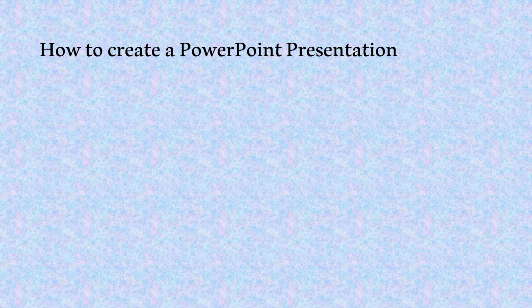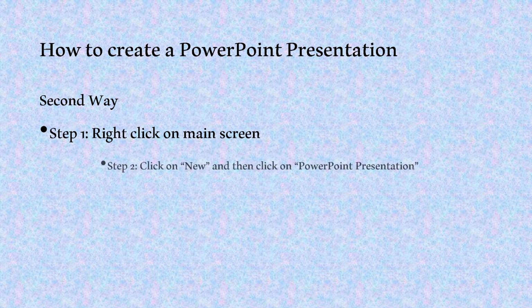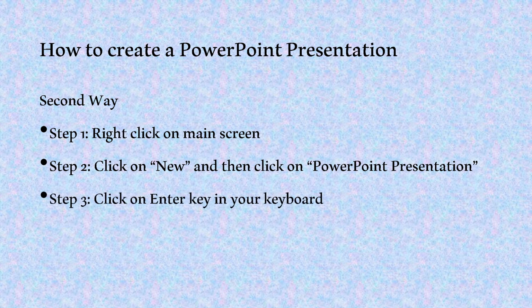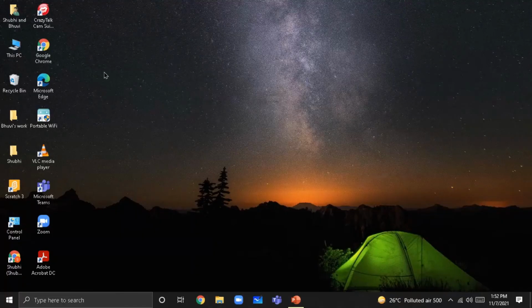How to create a PowerPoint presentation. Second way. Step 1. Right-click on the main screen. Step 2. Click on New and then click on PowerPoint Presentation. Step 3. Click on the Enter key on your keyboard. You can also click anywhere else instead of clicking on the Enter key on your keyboard. Let's watch a video to understand it.